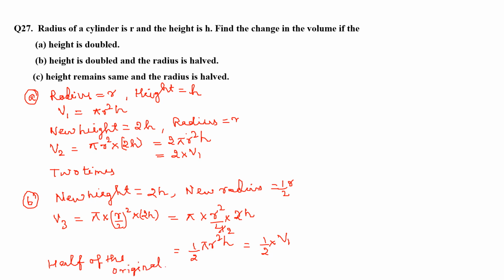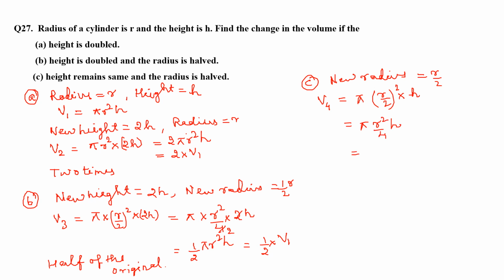Now the C part: height remains the same and radius is half. So the new radius is r by 2. Now I am taking a new volume, which I have called V4. So pi times r square, now r by 2 is the new radius, that is squared, into height. So it will be pi r square by 4 h. From this I can write it is 1 by 4 pi r square h. And if we compare with the original volume, it is 1/4 of the original one, isn't it? So it will be 1/4.